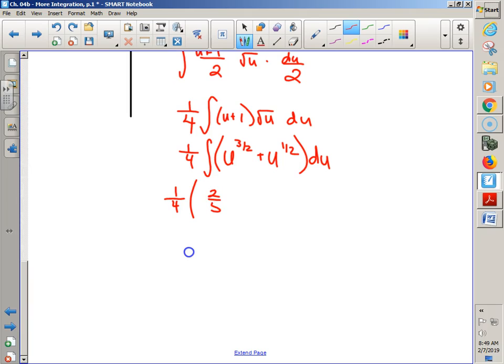So that'd be 2/5 u to the 5 halves plus 2/3 u to the 3 halves. I'm going to put plus c way over here because the 1/4 could be times a c1 and then be a c2. Basically, I can just multiply the c by 1/4 and then move them off to be a new c.